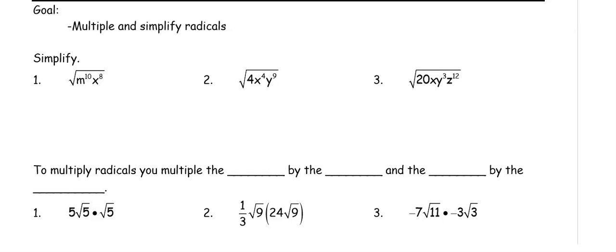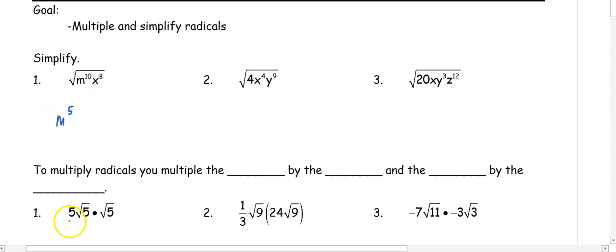So in number 1, the square root of m to the 10th and x to the 8th, they are both even exponents. So we're going to have m, half of 10 is 5, so m to the 5th. And then we're going to have x, half of 8 is 4. Because they were even exponents, both things move outside of the radical.